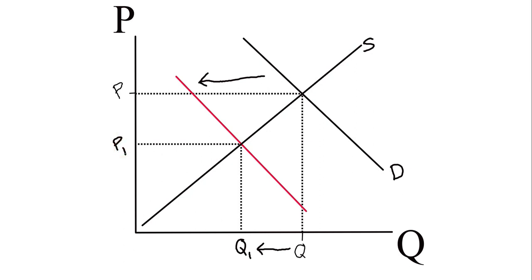So as I mentioned, the quantity decreases, and you can see that price also decreases. That should make sense. If fewer people are willing to buy DVDs, they're going to need to be sold at a lower price to entice people to buy them. Now let's move over and look at an increase in demand.